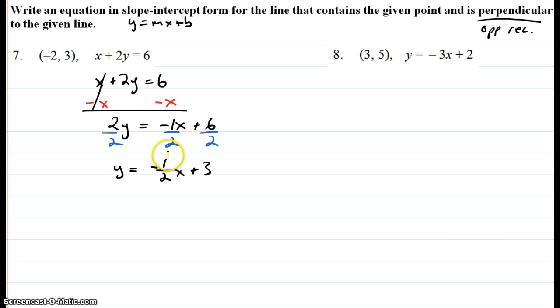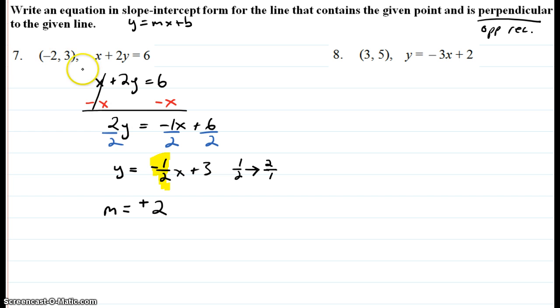So the only thing we're going to want from this equation is the negative 1/2. And since it's perpendicular, we're going to want a slope that's opposite. So this was a negative, so we want a positive. And then we want the reciprocal of 1/2. And so if you take 1/2 and you write the reciprocal, it becomes 2 over 1, which is just 2. So our slope we're going to use is just 2.